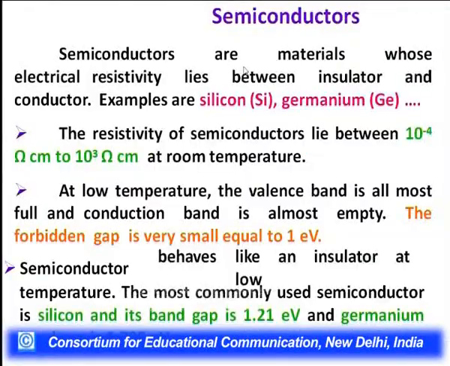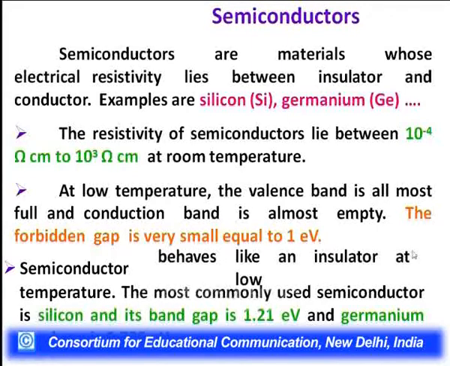Then what is a semiconductor? Semiconductors are materials whose electrical resistivity lies between that of an insulator and a conductor. For example, the most commonly used semiconductors are silicon and germanium. The resistivity of semiconductors lies between 10 to the power minus 4 ohm centimeter and 10 to the power 3 ohm centimeter at room temperature.